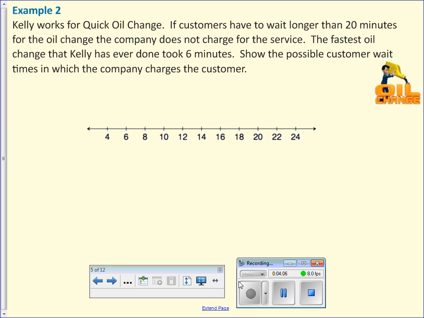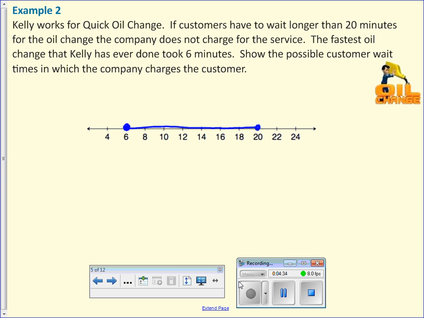Well, the fastest it could take is 6 minutes. And I promise to have it done within 20 minutes because I'm not doing this for free. So it could take anywhere from 6 to 20 minutes, sir. So it could be done in 6 minutes to 20 minutes and anything in between. So we plot that with 2 endpoints.